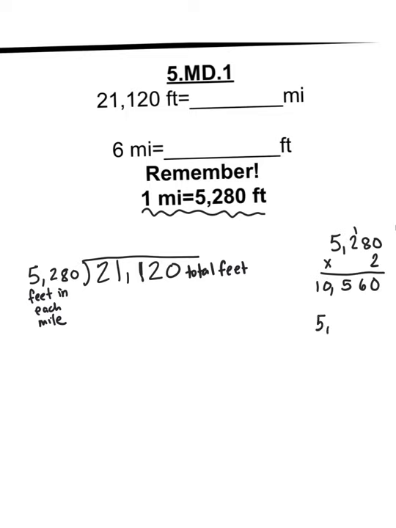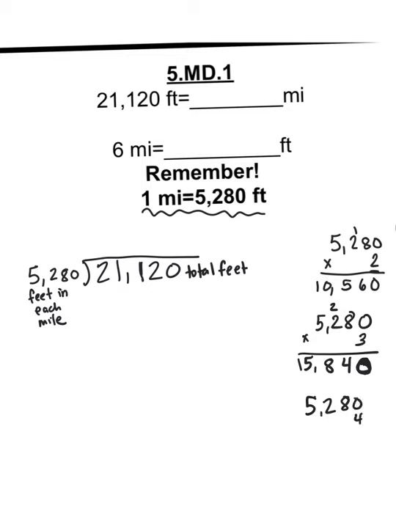So I already multiplied 5,280 feet times 2 to figure out how many feet would be in 2 miles. And that got me to 10,560 feet. So now I'm going to do 5,280 times 3, let's start small and go from there. So 3 times 0 is 0, of course. 3 times 8 is 24. Put down the 4. Carry the 2. 3 times 2 is 6. Plus 2 more is 8. And 3 times 5 is 15.